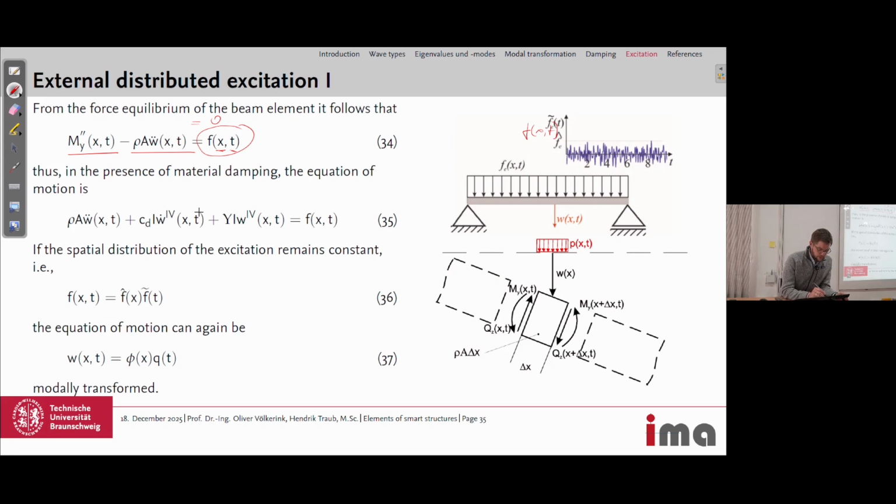Then we have to include material damping also. So this damping term is also introduced, and then we can have a look at the excitation again and use a separation ansatz like for the general solution. So we split it up into a function describing the shape of the excitation and the change in time of the excitation, and then we can use again a modal transformation also for the excitation of the structure.